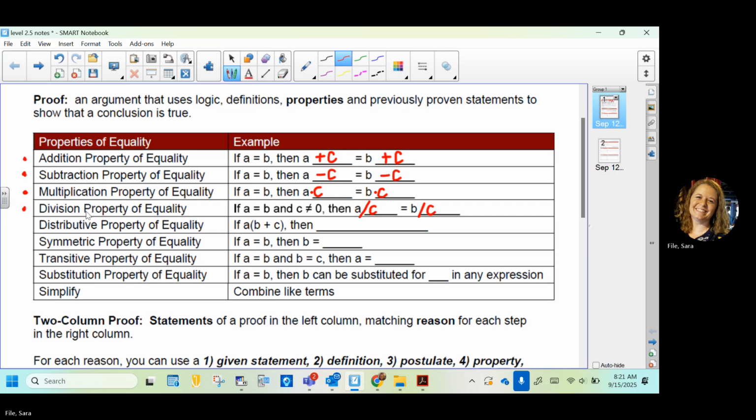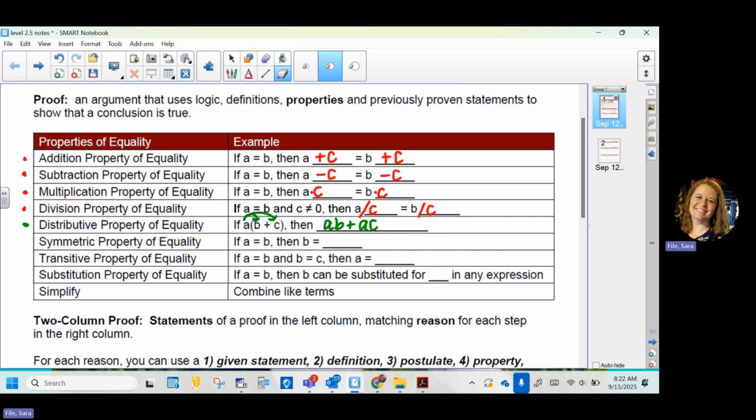All right, now, distributive property of equality. Y'all know that one. When you have a number or a value outside the parentheses, and inside the parentheses there's addition or subtraction, you have to send that value to be multiplied by everything inside. So that would be A times B plus A times C. That's your distributive property. When you're writing it in your reason column, you could just write distribution. That's fine too.